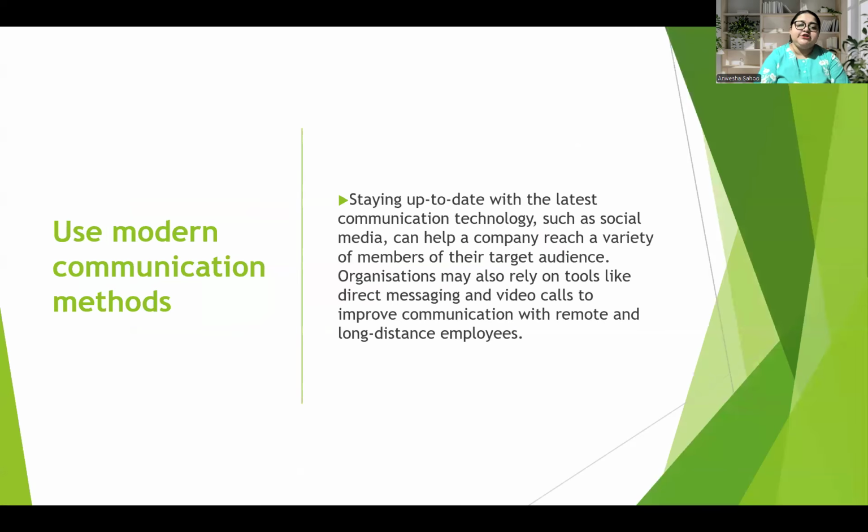Use of modern communication method, staying up to date with the latest communication technology such as social media can help a company reach a variety of members of their target audience. Also, social media is helping to cater along within your own country and going outside of your own country, collecting information, targeting different audience from outside your local area. Organization may also rely on tools like direct messaging, video calls to improve communication with remote and long distance employees.